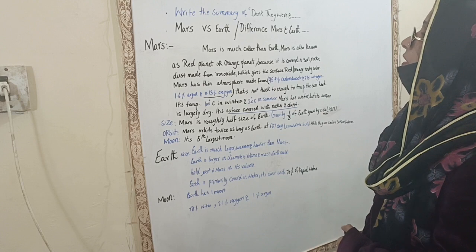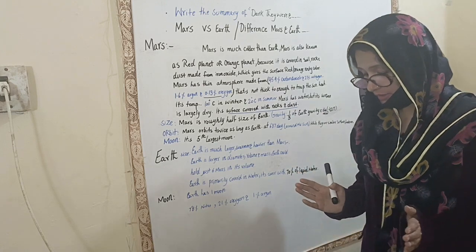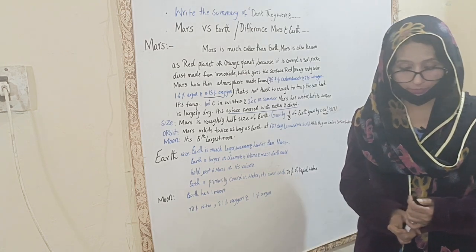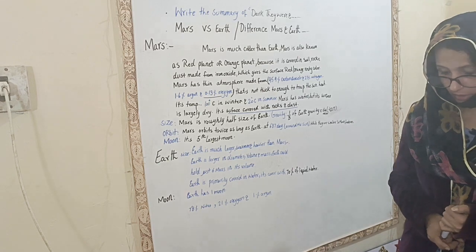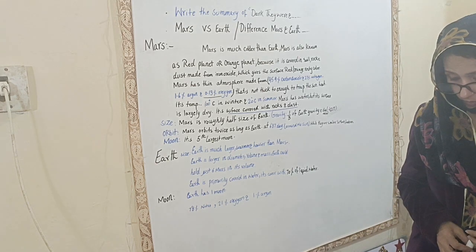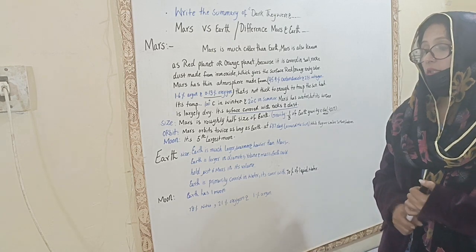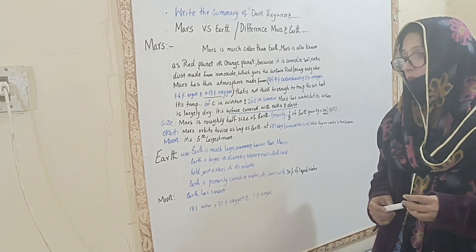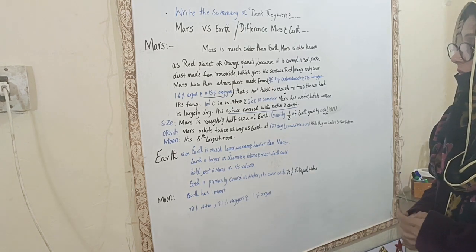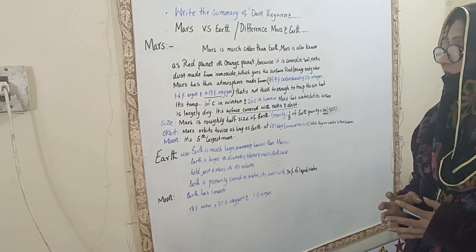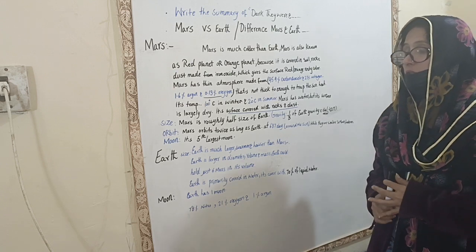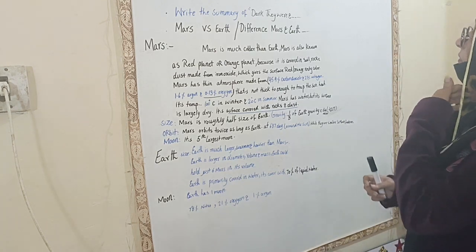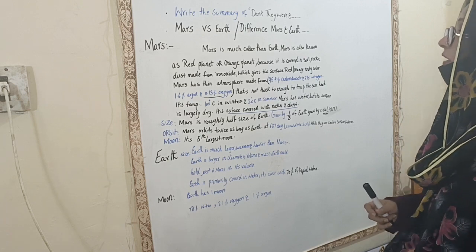Differentiate Mars and Earth. Is there life on Mars? And what are some major points of difference between Mars and Earth?